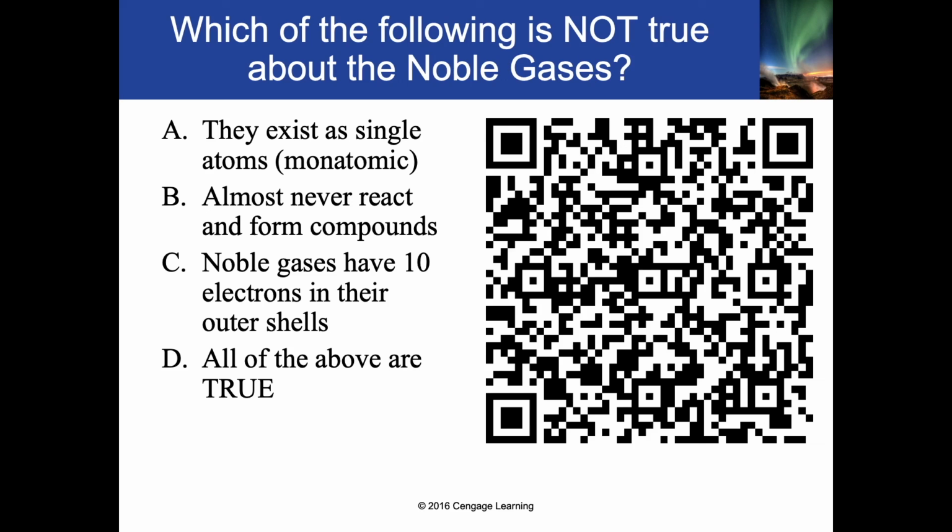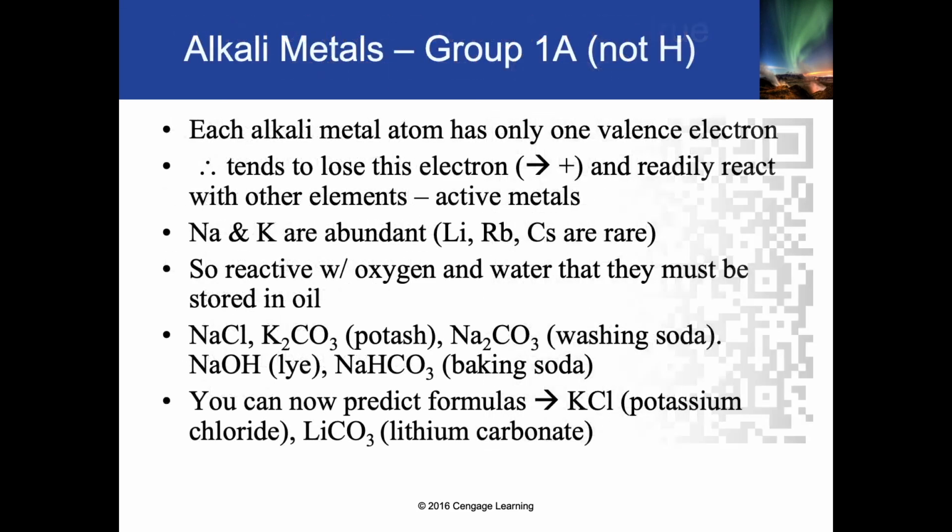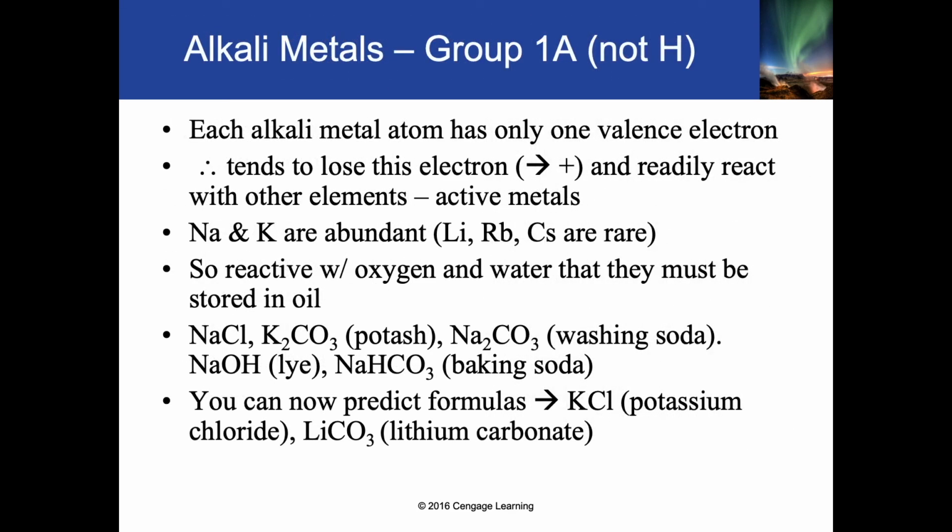I think most everybody has done their scan. What do we think the answer is here? It's C, definitely, because noble gases have how many electrons in their outer shell? 8, not 10.